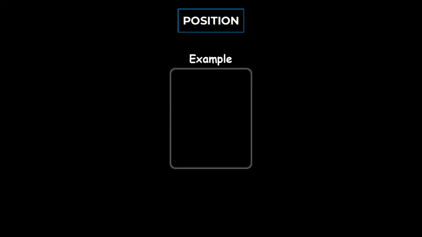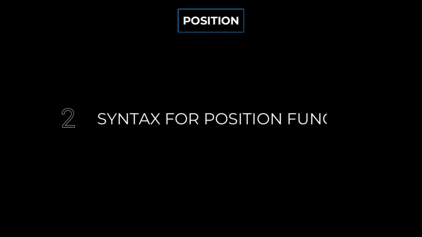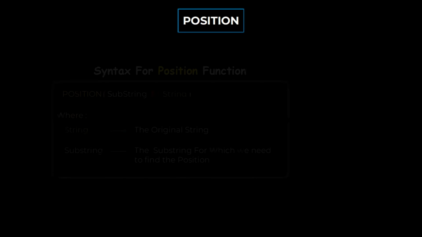Say for example, I have a string as a nick, and if I want to find the position of a C from nick, in this case I need to use a position function to find the position of a C, and it will return the position value 3 as the output. Secondly, we will see the syntax for position function.